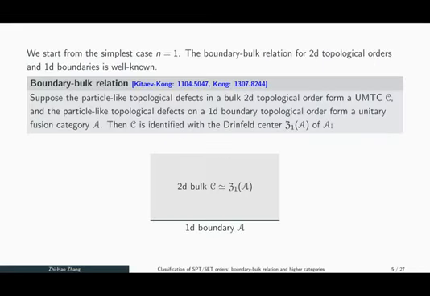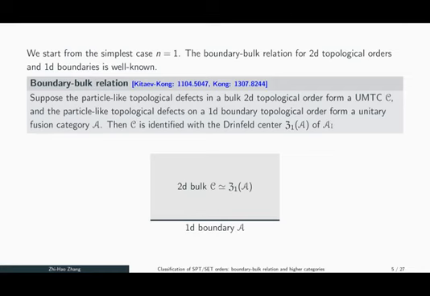So we try to start from the simplest case, n equals 1. In this case, the boundary bulk relation for 2D topological orders and their 1D boundaries is well known. This boundary bulk relation was first proved by Kitaev and Kong in 2011, and then proved by Kong using anyon condensation. It gives a model-independent proof.